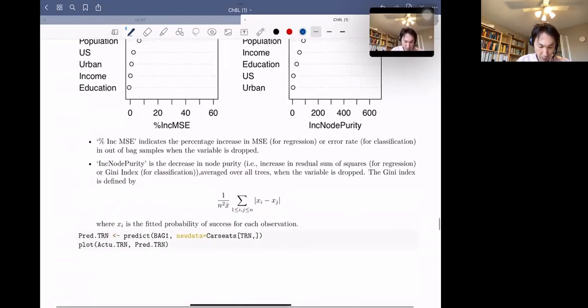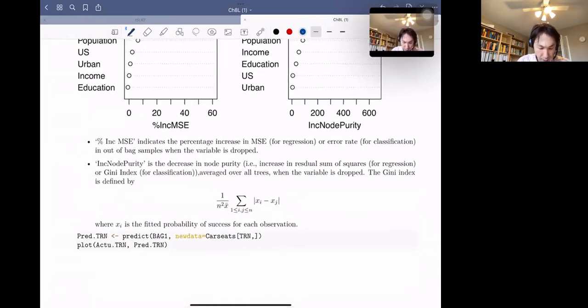So node purity is decreased. The increase in node purity is the decrease in node purity averaged over trees when the variable is dropped. Well, we can say that this is the increase in node purity if the variable is included. And for regression, the residual sum of squares is used, and for classification, the Gini index is used.